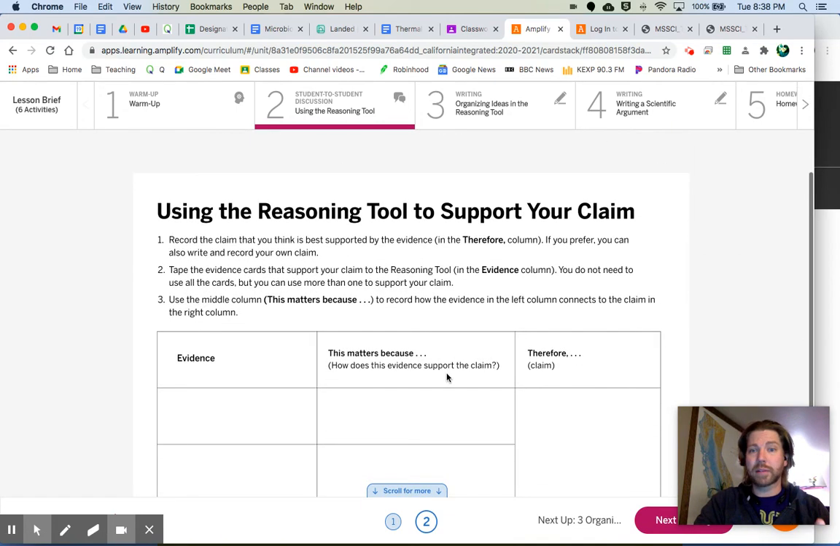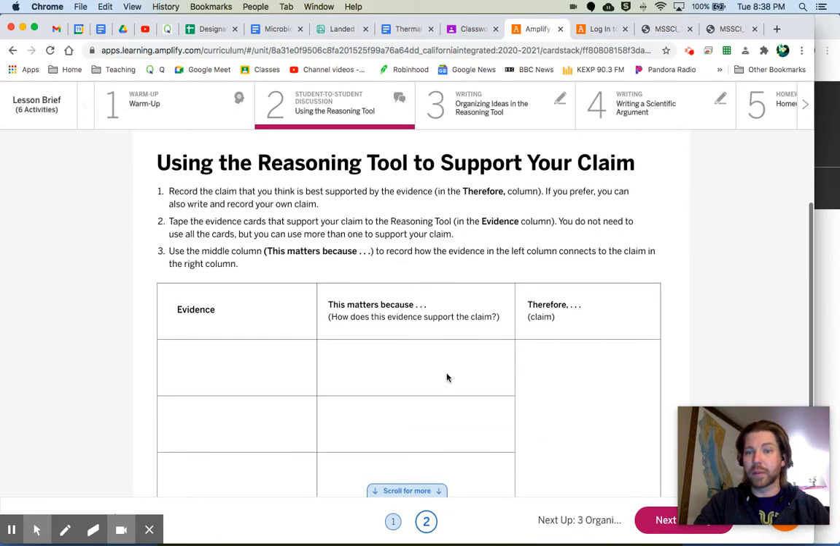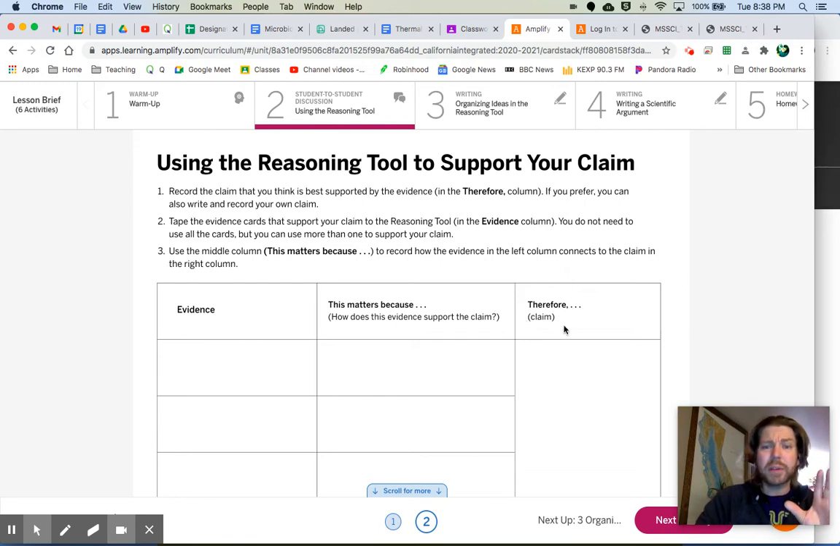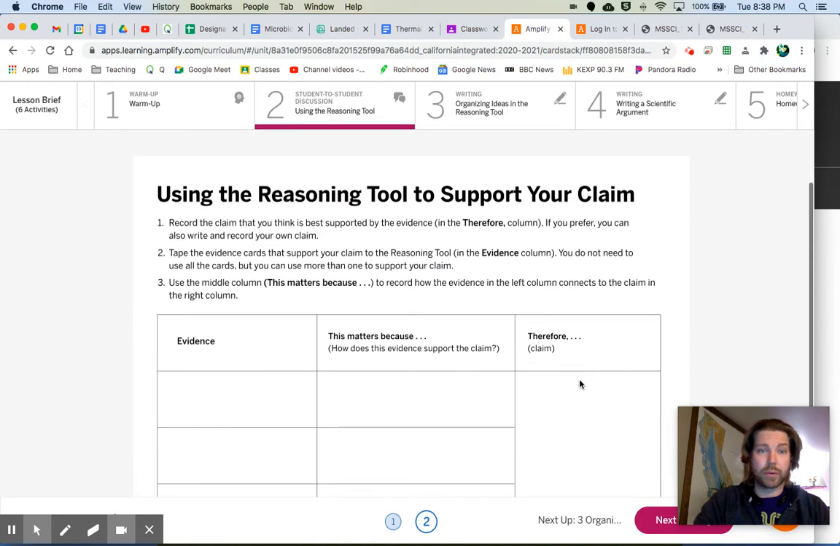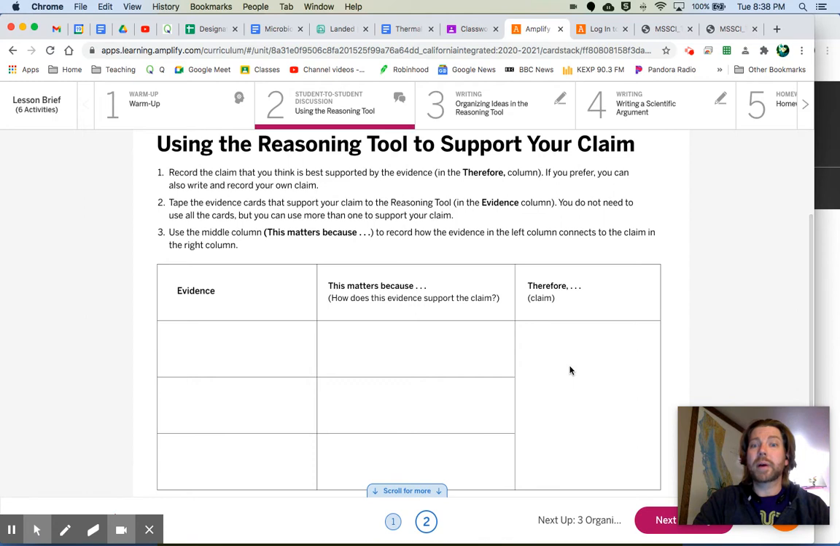So we have the reasoning tool. I love the reasoning tool because it actually is helpful for putting our thoughts together and helping us come up with more convincing arguments. It's probably good to start on the right-hand side, actually. I know it's kind of backwards from our Western methods of reading, but the "therefore" column, put your claim in right here. And as you can see, the "therefore" column covers all three. It's just one claim, right? Your claim. Do you think that the POW kits failed because of user error? Or do you think the POW kits failed because there's something wrong with them?